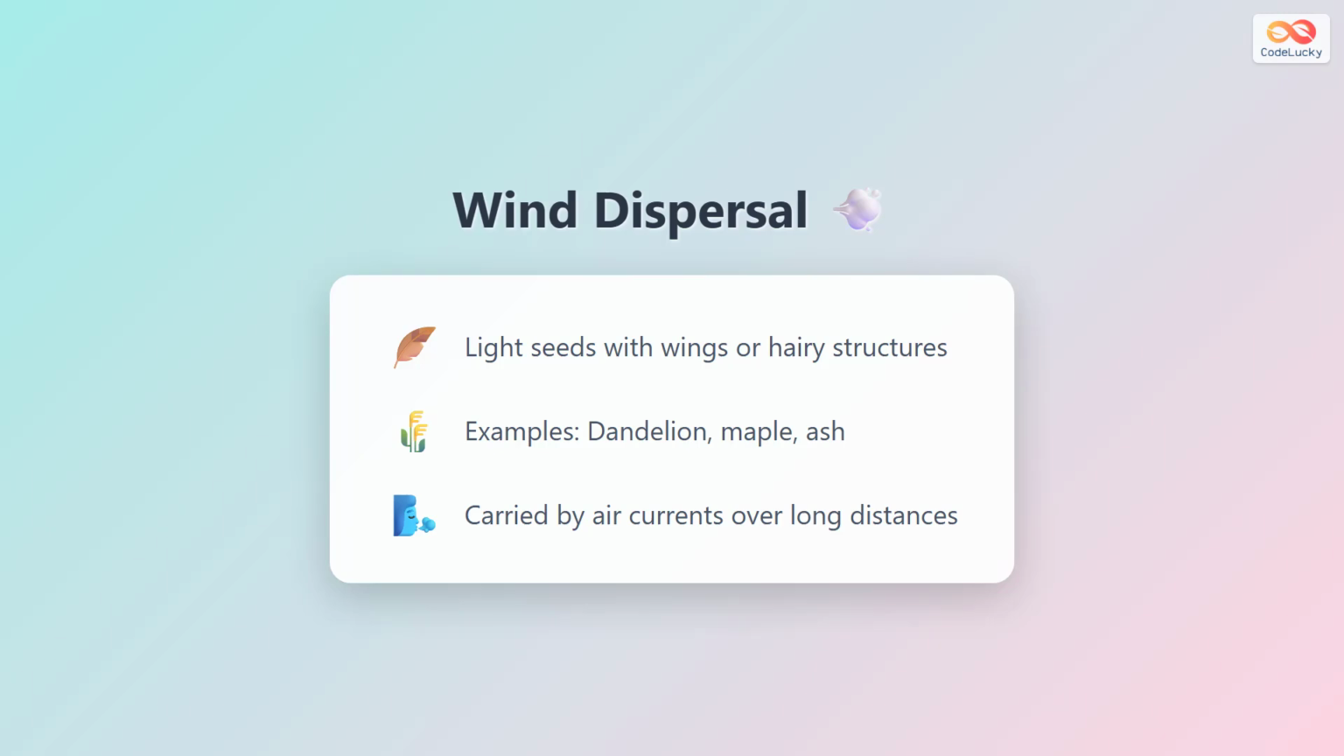Wind dispersal relies on specially adapted seeds that are lightweight and equipped with structures like wings or hairy parachutes. Think of dandelion seeds floating through the air or maple seeds spinning like helicopters. These adaptations allow seeds to catch air currents and travel considerable distances from the parent plant. Other examples include ash trees and milkweed, all designed to maximize distance traveled by wind.